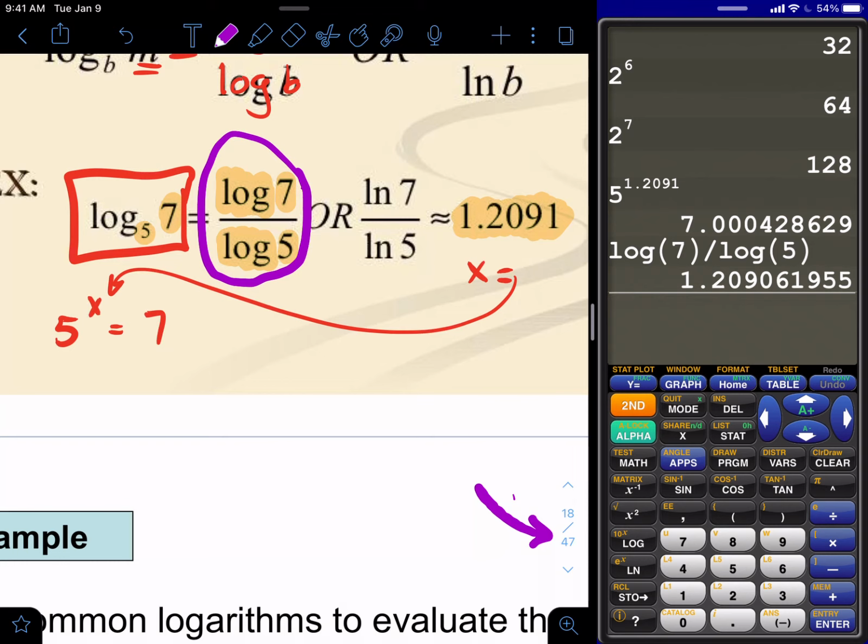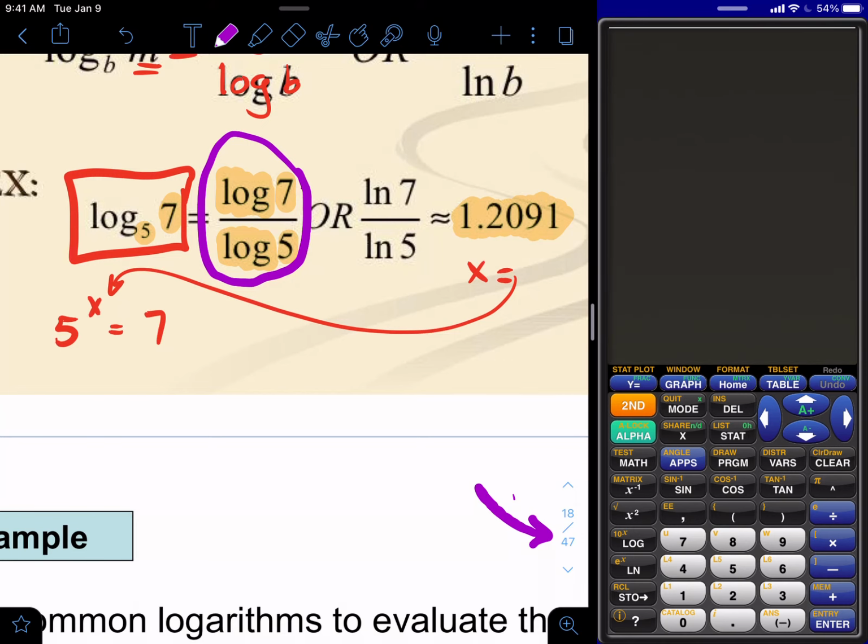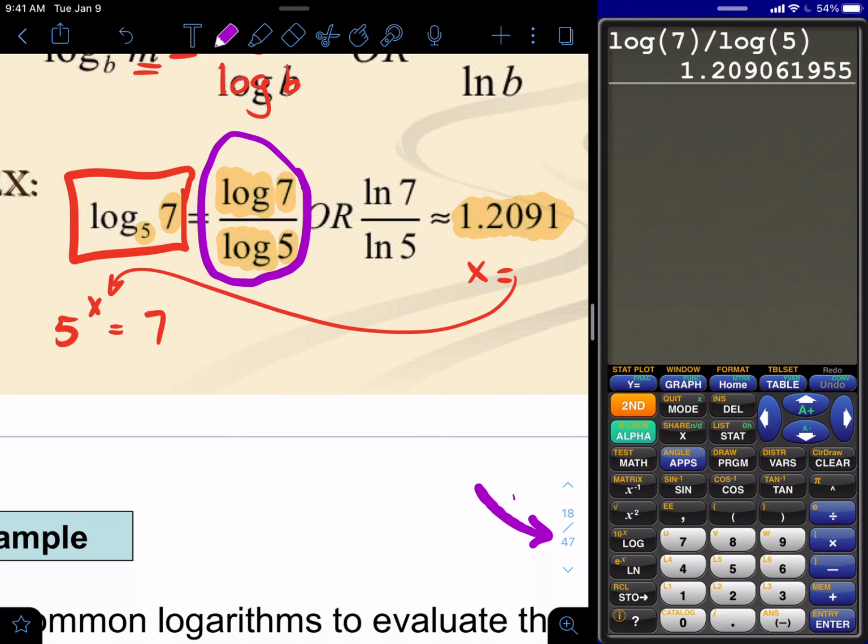Now, you can see our number, 1.2091, has actually been rounded and chopped off. If you actually take this a little bit more specifically, so 5 to that power, and just grab that number, you'll actually get a number even closer to 7 than what you previously had, because a little bit of a change makes a big difference here. Now, it is really important to realize that log of 7 divided by the log of 5, we get that number.